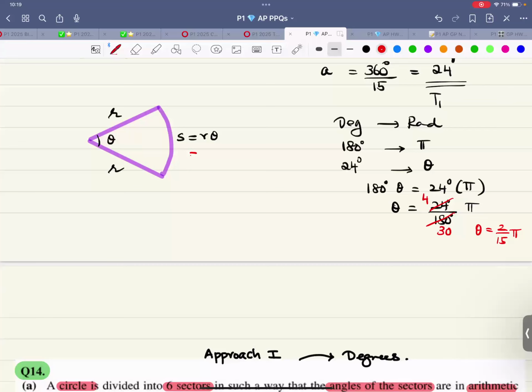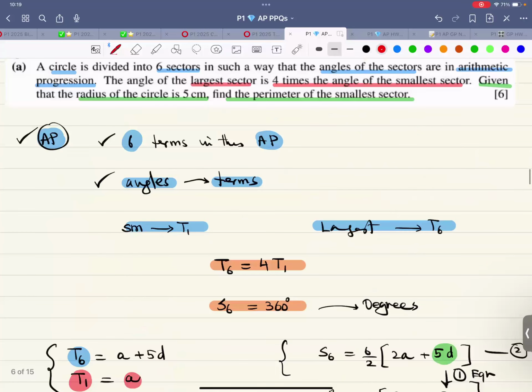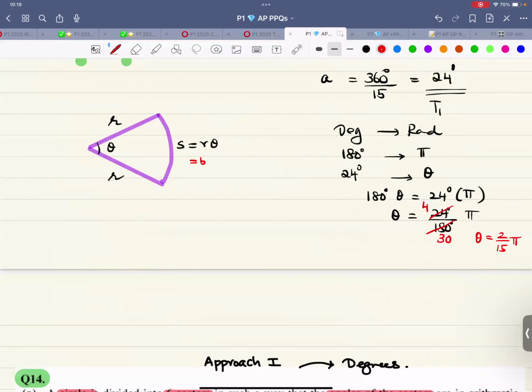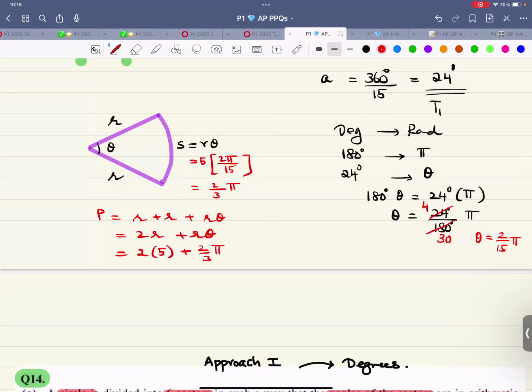So therefore, S is R theta. What is R? R is given over here as 5 centimeters. So therefore, this is 5 times 2 pi over 15. That is 5 over 15, that is 2/3 pi. So therefore, perimeter is R plus R plus R theta. This is 2R plus R theta. This is 2 times R. That is 2 times 5 plus 2/3 pi, which comes out to be 10 plus 2/3 pi.